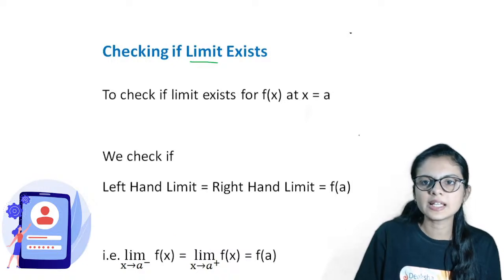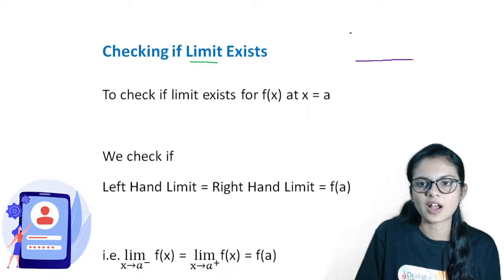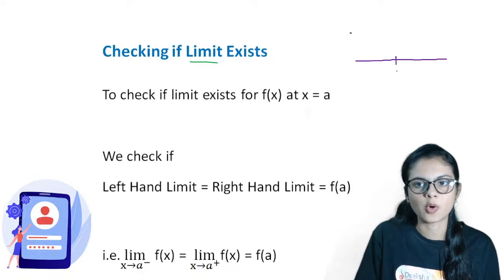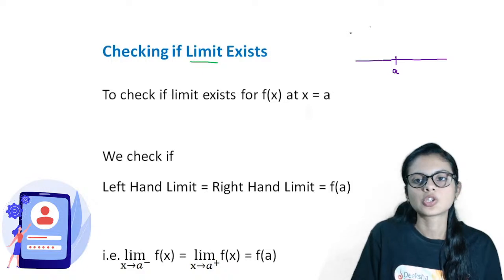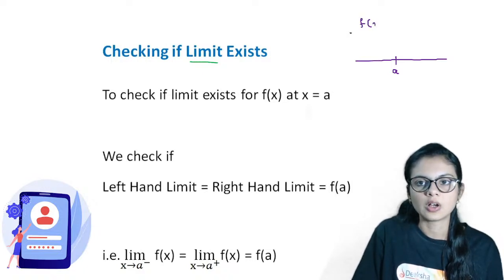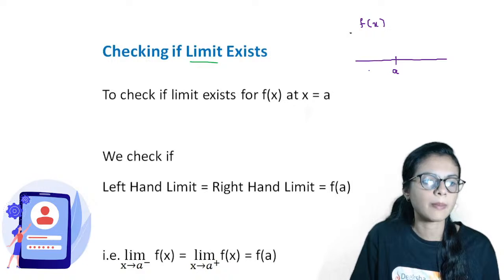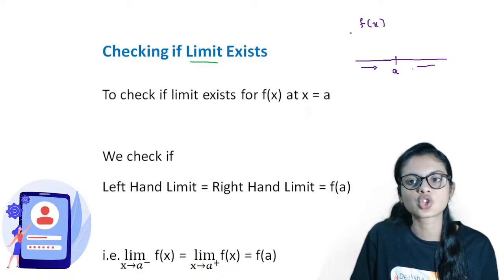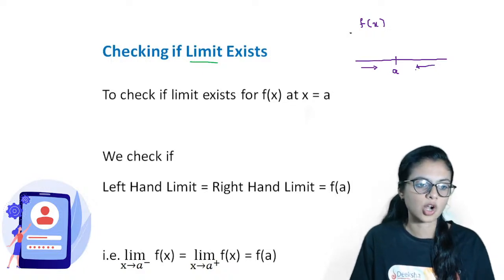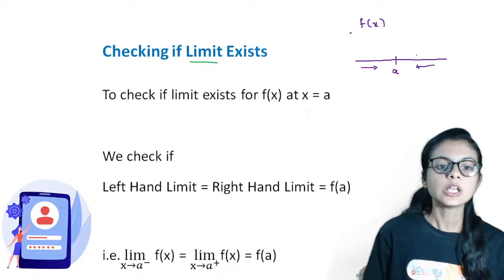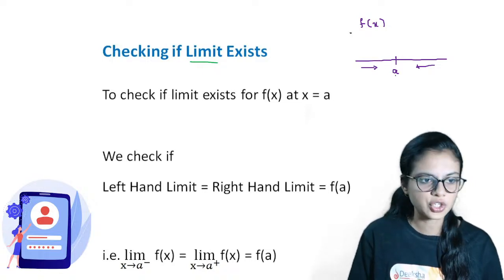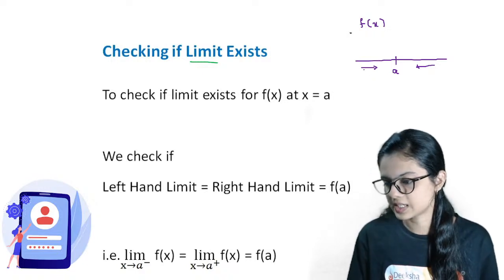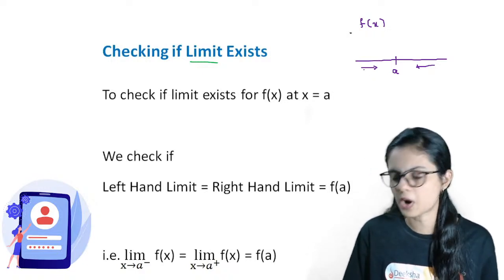Limit is nothing but, if you consider a function, let's consider a straight line. On a straight line, let's consider a point A. The function f of x will be approaching this point A from two sides. One is called the left hand side, the other is called the right hand side. So they will be approaching the point A, one from the left hand side and the other from the right hand side. Is that clear about limits?